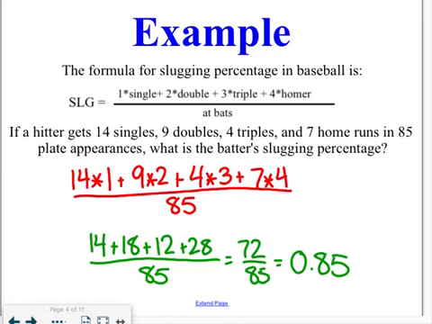So that's the basic idea: we're combining things, but we are giving them different weights. That's why they call it a weighted average. The double gets more weight than the single. The triple gets more weight than the double, since we are multiplying by bigger numbers.